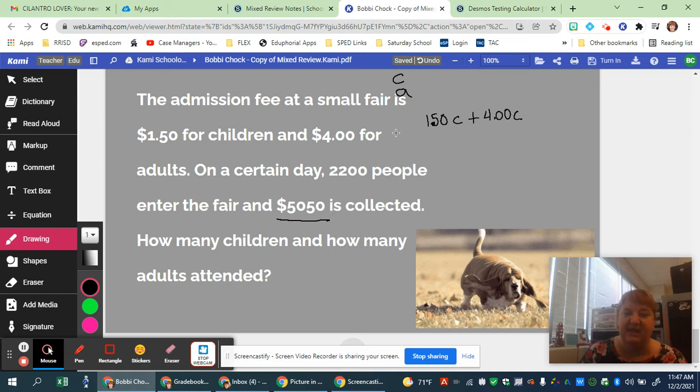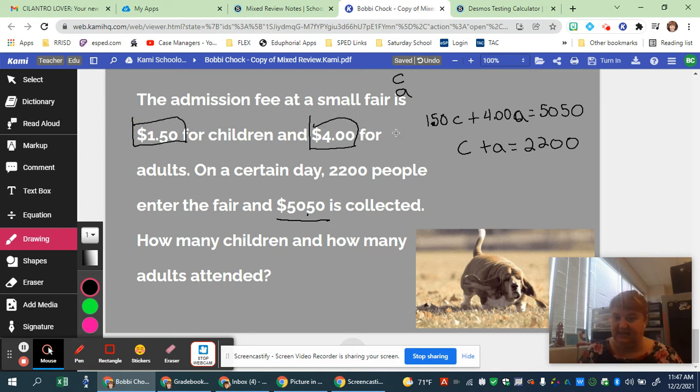That much. Money goes with money. Don't put money with the number of people. We're talking money here, so that goes with the amount of money. Now the number of people is children plus adults equals 2,200 people. So put the money with the money.